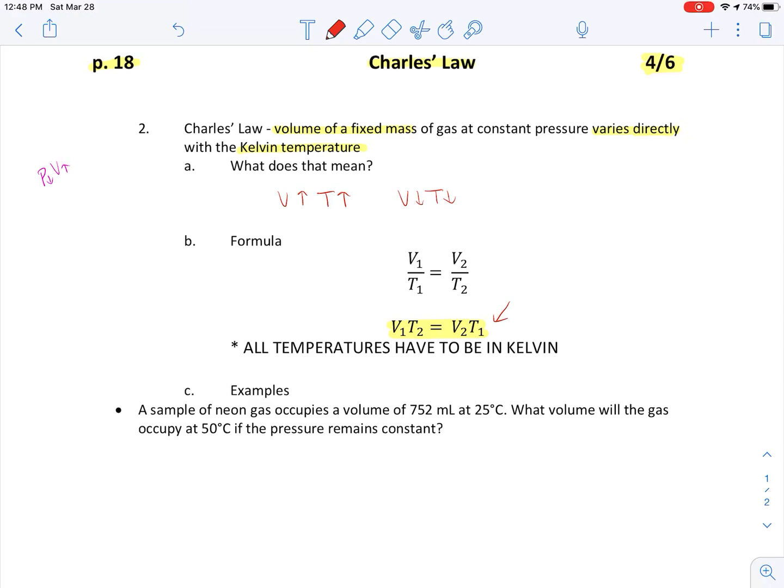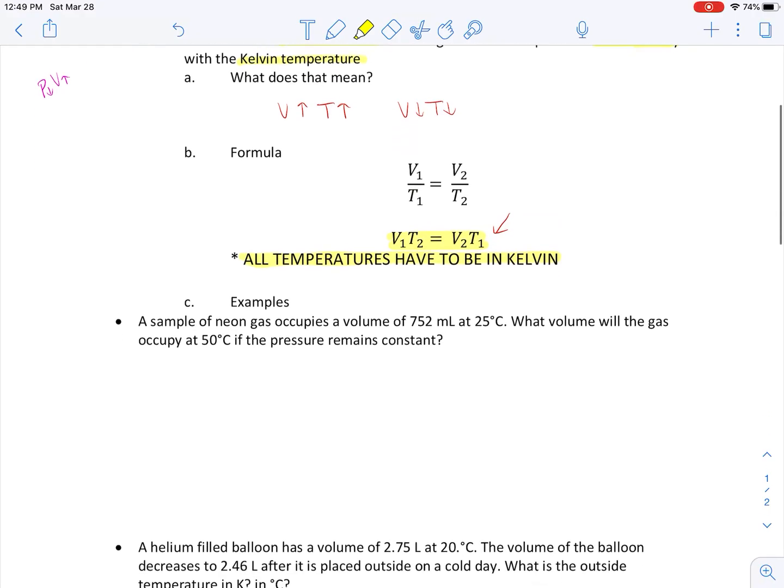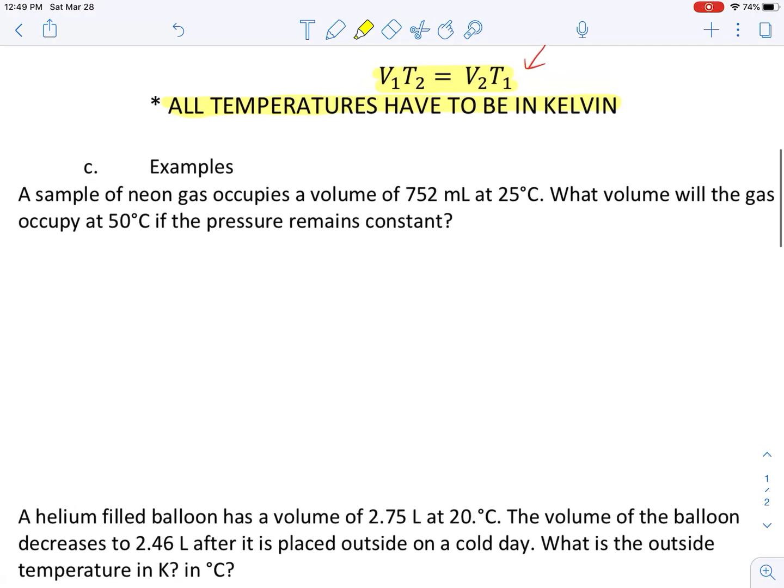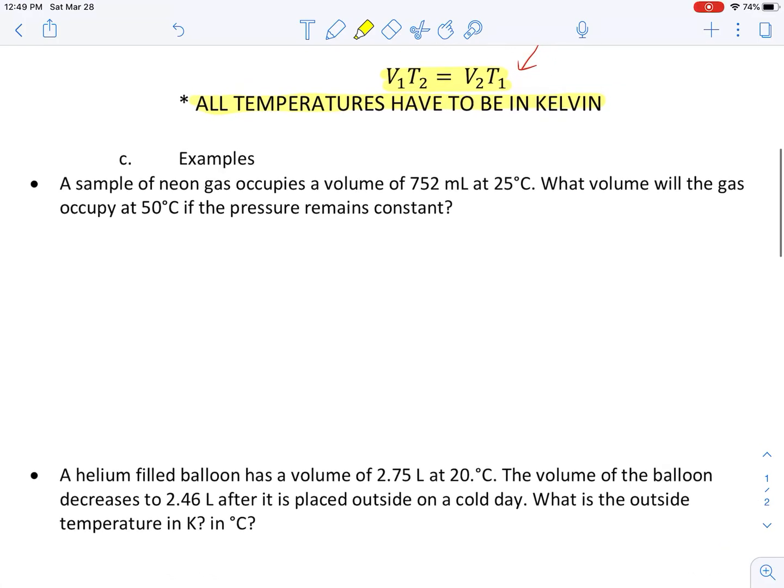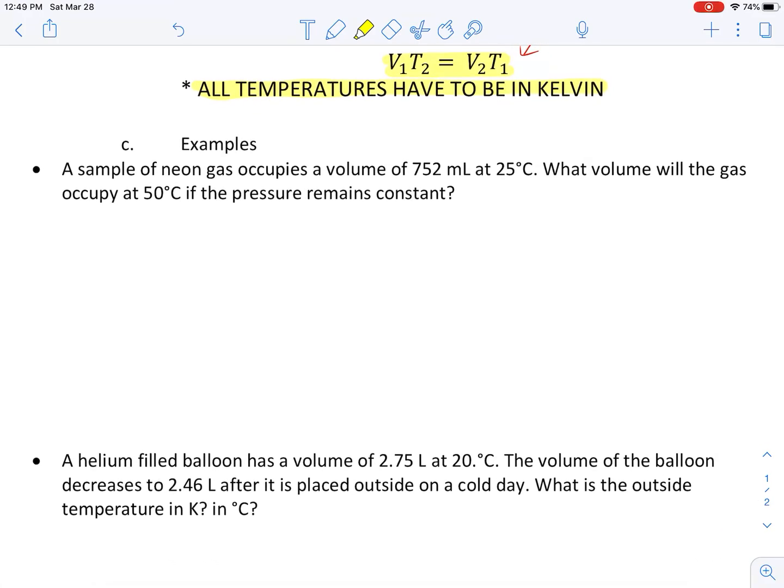The other thing we need to remember there is that all our temperatures have to be in Kelvin, so we have to convert all of our temperatures to Kelvin. This is also another big thing right there, all right? So without kind of wasting any more time, let's jump right into a couple of examples here. And remember, the formula we're going to be using is that one right up there. V1 T2 equals V2 T1.